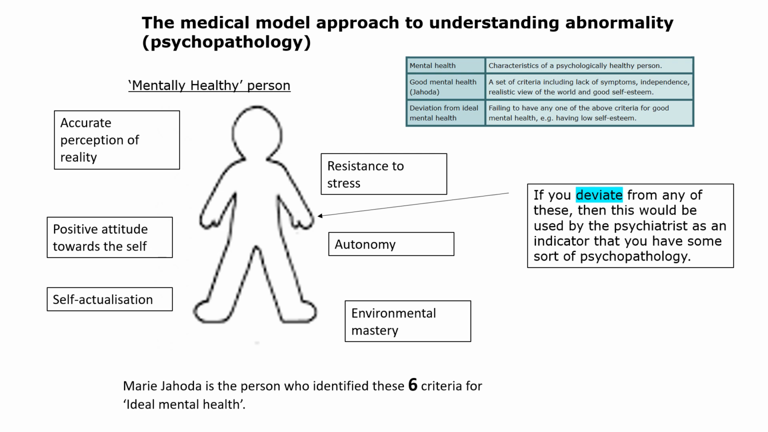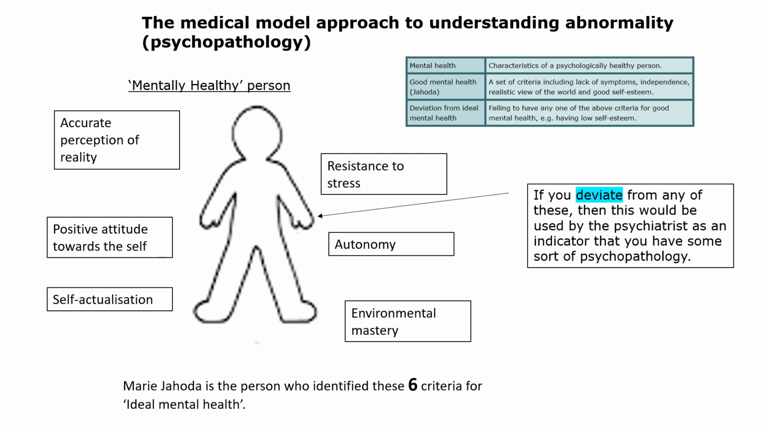And if anybody deviates from any one of these, you don't have to deviate from all 6. If you deviate from any one of these, then you must have some sort of psychopathology. So the 6 that she identified: an accurate perception of reality. So knowing what's real, knowing what's imaginary. So most of us have that.